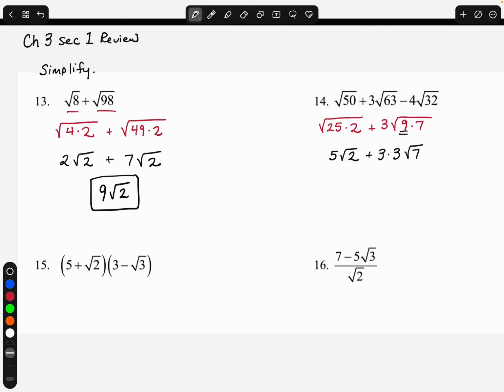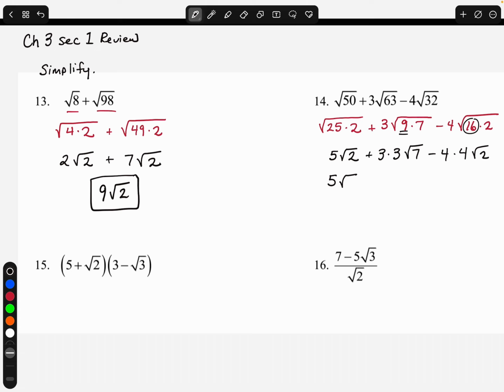And then we have minus 4 times the square root of 32. Well, 32 should break into 16 times 2, in which case we'd have minus 4. The square root of 16 is 4. And then we'd have the square root of 2.